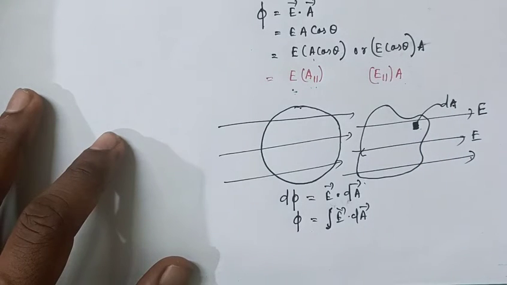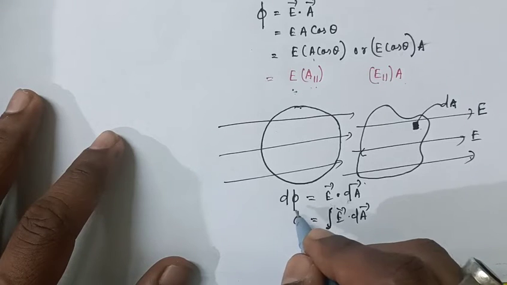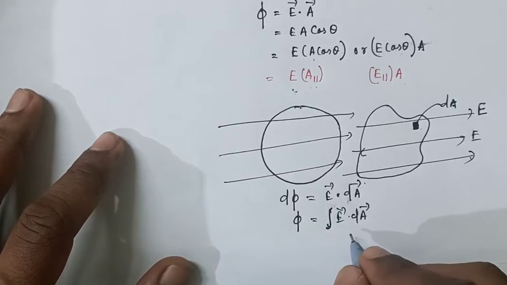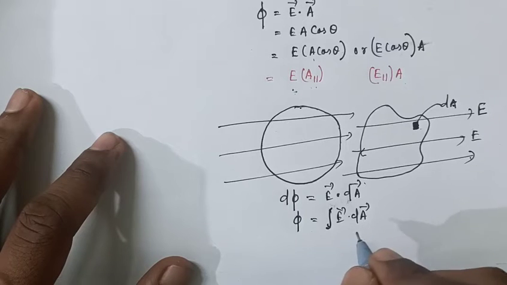So how much electric field passes through this elementary area, that is nothing but the elementary flux, and integrating all these elementary fluxes we will get the information of the total flux. I hope the scenario is pretty clear.